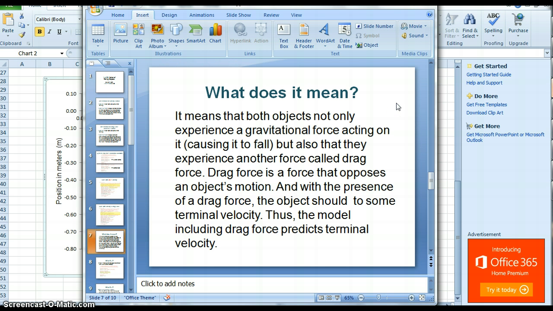And so what does all this mean? Well, it means that both objects not only experience a gravitational force acting on it, which causes it to fall, but they also experience another force called drag force. That drag force is a force that opposes the object's motion, and with the presence of a drag force, the object should come to some terminal velocity, and thus the model including drag force predicts the terminal velocity.